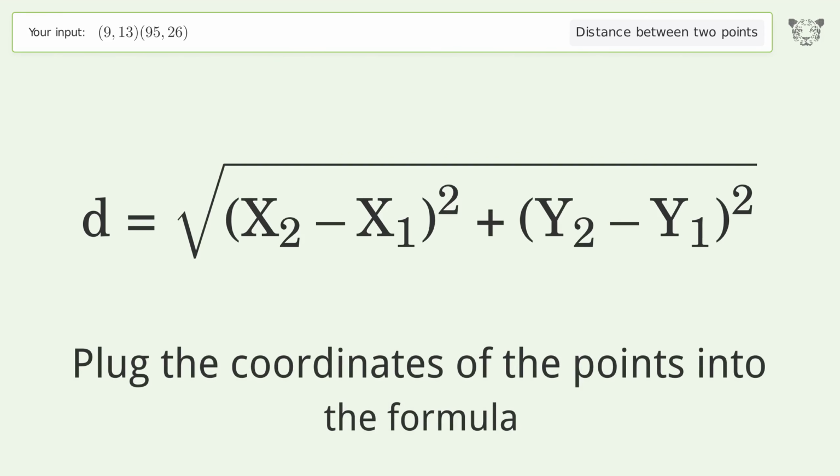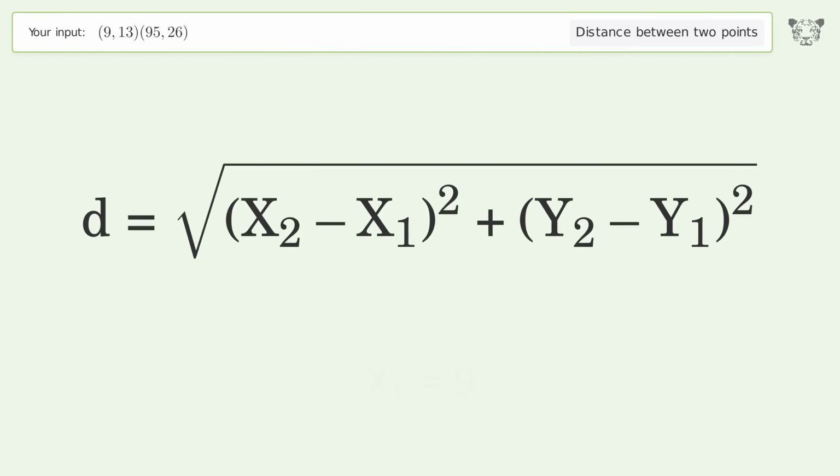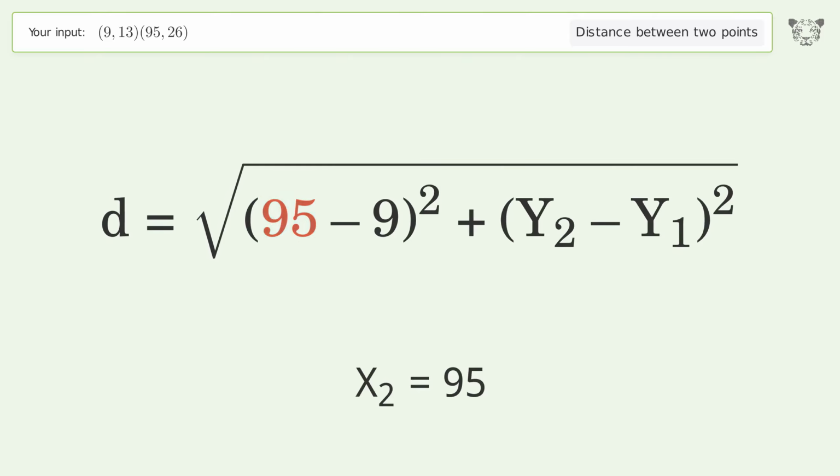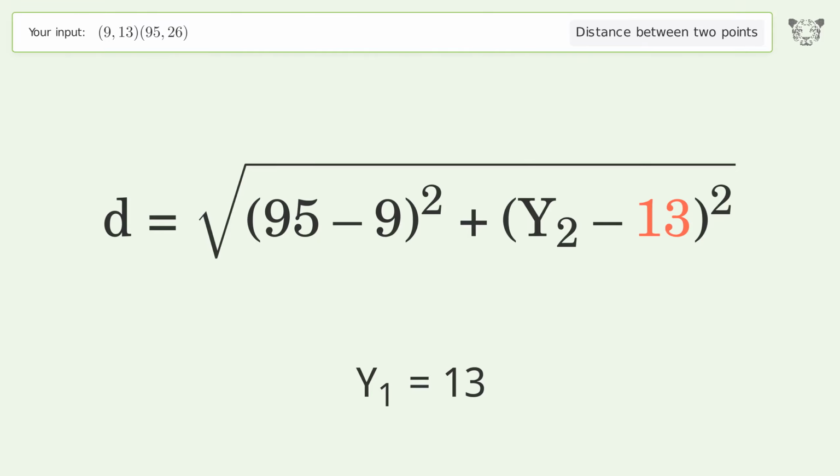Plug the coordinates of the points into the formula. x1 equals 9. x2 equals 95. y1 equals 13. y2 equals 26.